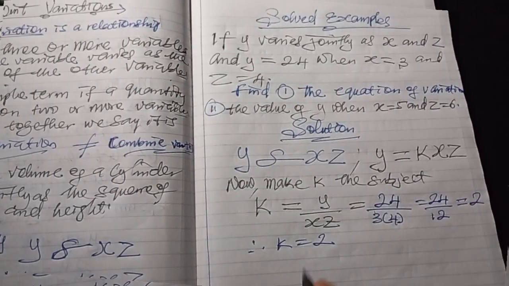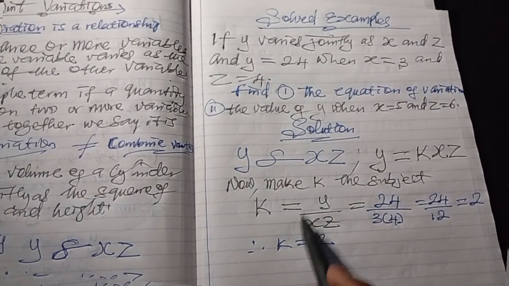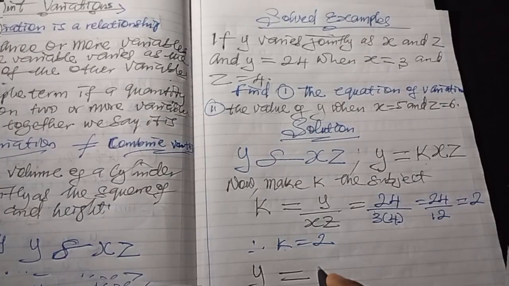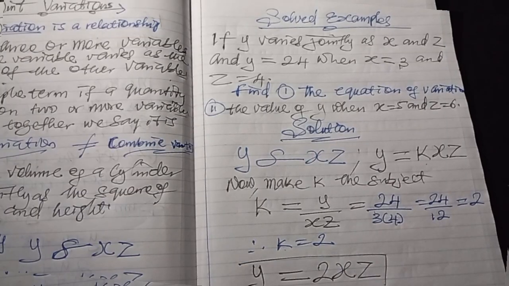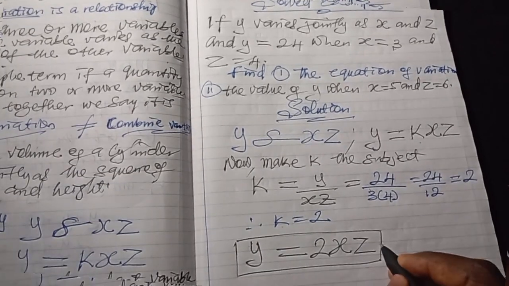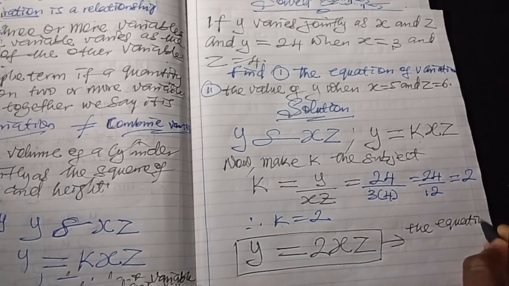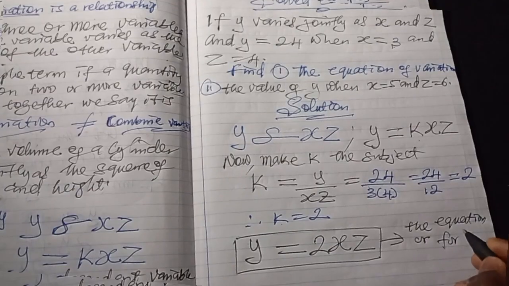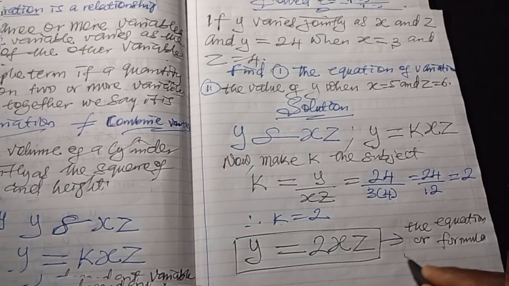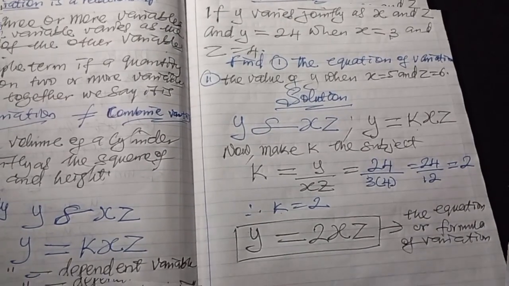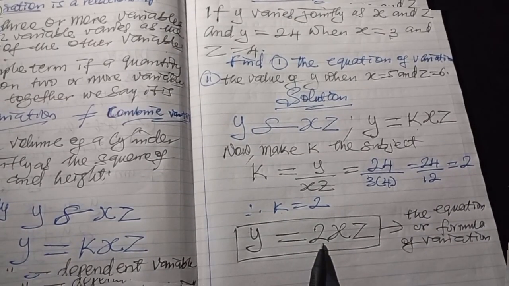Now, to form the formula connecting them, which is the equation of the variation, you substitute k in this part. So y now is equal to 2xz. This is called the equation or formula of variation. Now we are going to use this formula or relationship to solve any other question or problem.